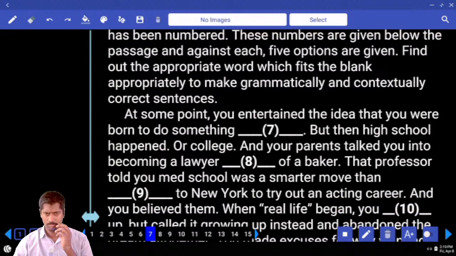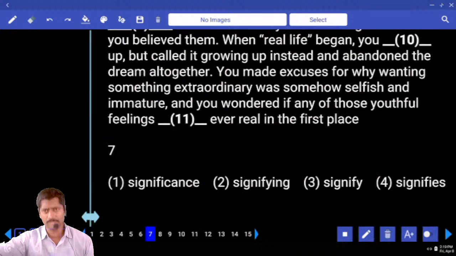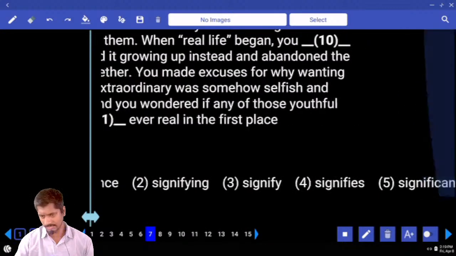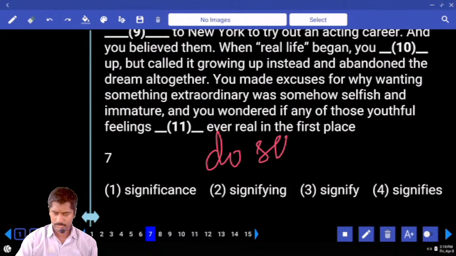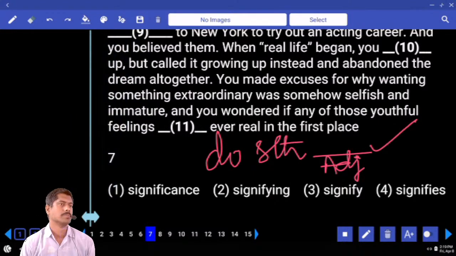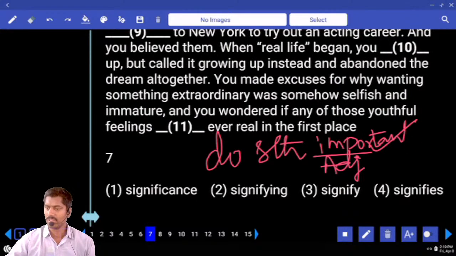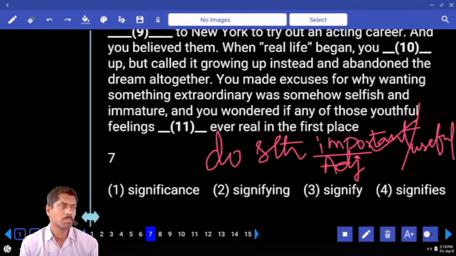At some point, you entertain the idea that you are born to do something dash: significance, signifying, signify, signifies, significant. Answer. This is needed. Do something important. Do something useful. Do something enjoyable.